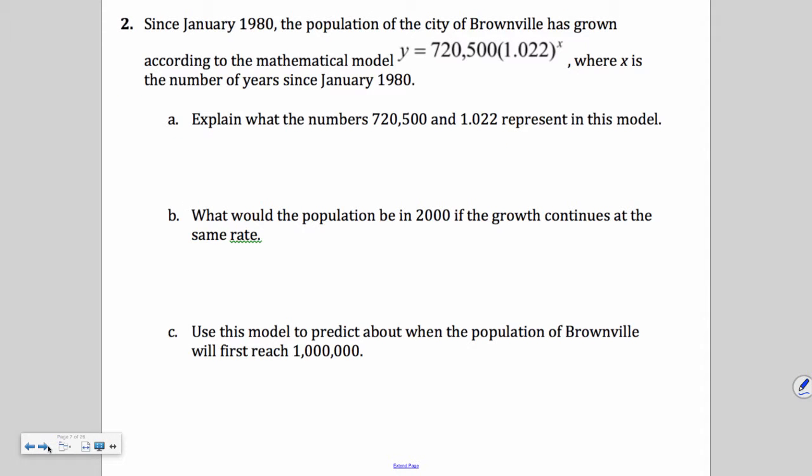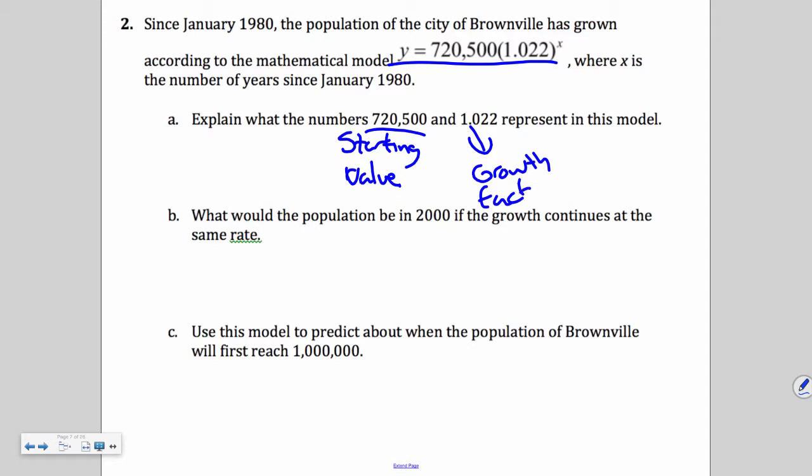For these, you are actually just plugging in. So in this, I give you an equation. This 720,500 is your starting value. And the 1 point is your growth factor. The 0.022 is your rate, which, if translated into a percentage, is 2.2% growth. So this was since 1980.